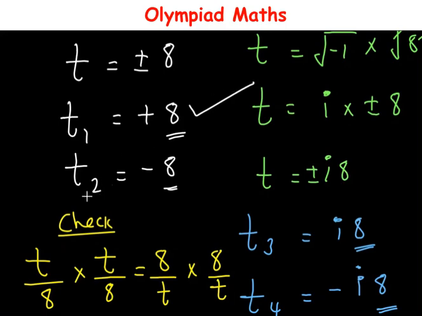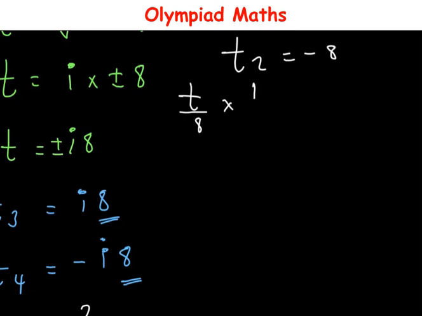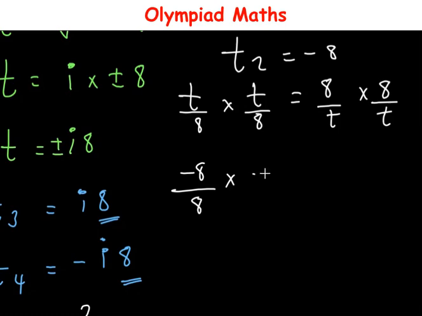Let us then confirm the second solution of T, which equals minus 8. So right here, T2 is equal to minus 8. The equation is T over 8 times T over 8 is equal to 8 over T times 8 over T. So T is minus 8, so we replace T: minus 8 over 8 times minus 8 over 8 is equal to 8 over minus 8 times 8 over minus 8.